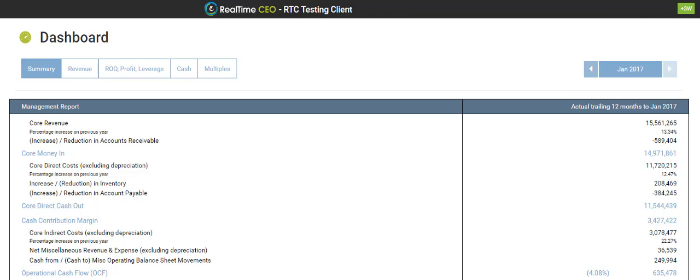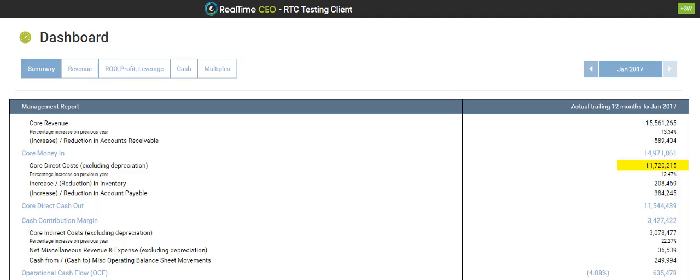On the first line, revenue for the 12-month period is then adjusted by the movement in accounts receivable to calculate how much money has come in to the bank account. In this instance, $15.561 million was invoiced for the year, but because the accounts receivable balance increased by $589,000, the amount of money that the business collected was only $14,971,000. The other $589,000 is still sitting in your customer's bank account.